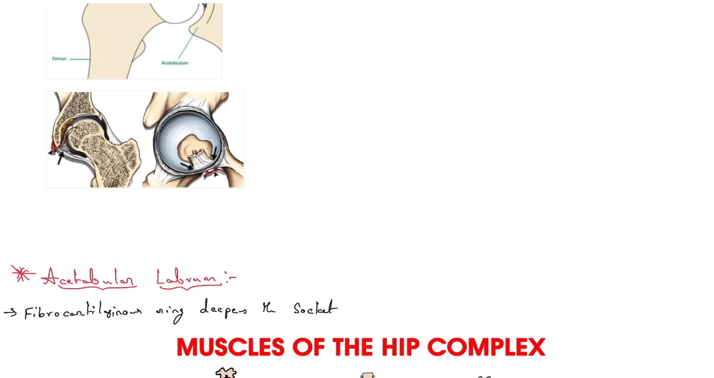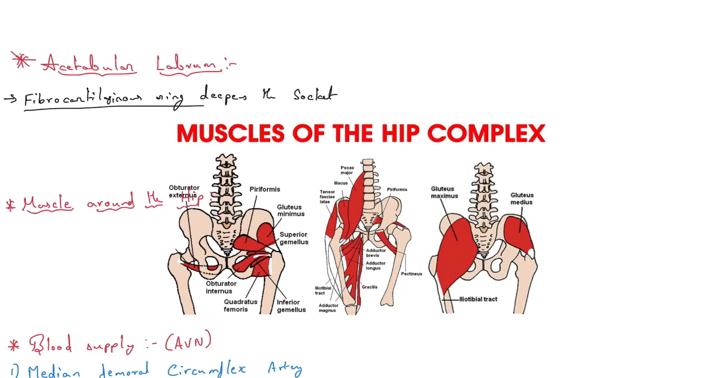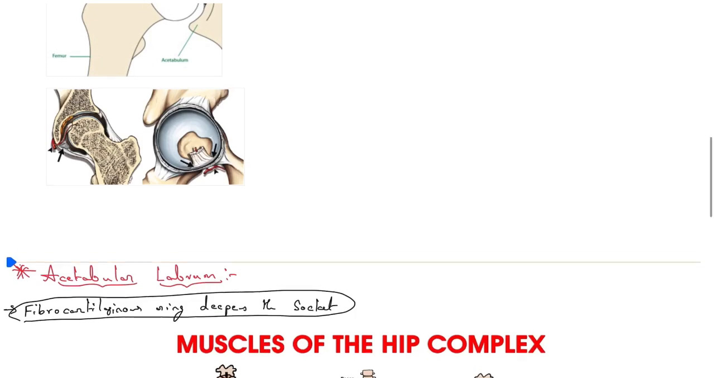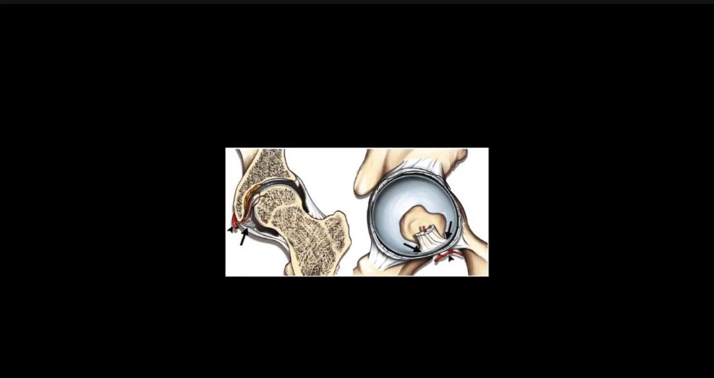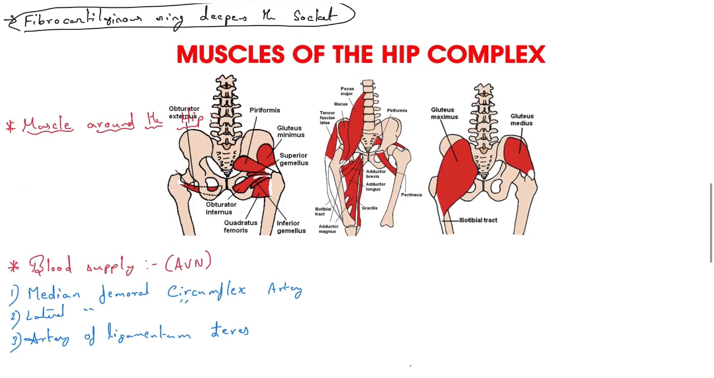Okay, so next, the acetabular labrum. If you look at this image, this is a fibrocartilaginous ring that deepens the socket. This circle part gives support to the acetabulum. We call it the acetabular labrum because this part is formed by a cartilaginous ring. It will help to hold the femoral head, the ball. Next, we can see some muscles around the hip.